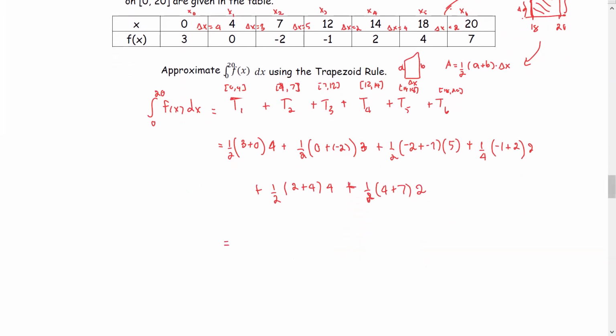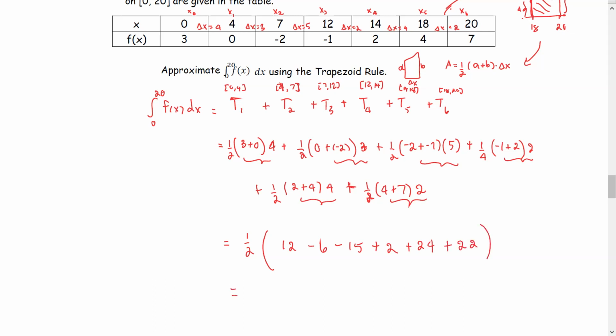All of them have a common factor 1/2. And then simplify the products: 3 and 4, that's 12. -2 and 3, that's -6. -3 and 5, that's -15. Positive 1 and 2, that's 2. 6 and 4 is 24. 11 and 2, that's 22.